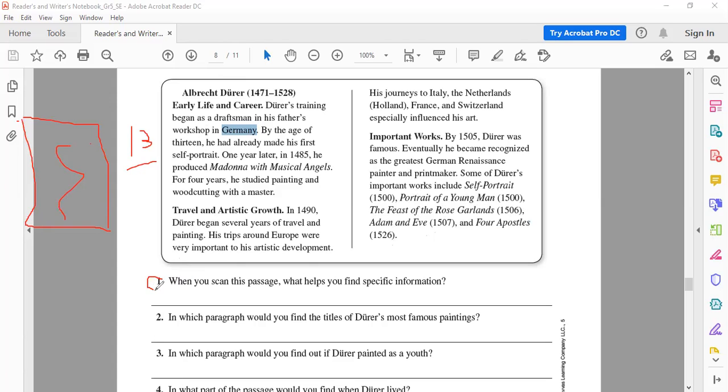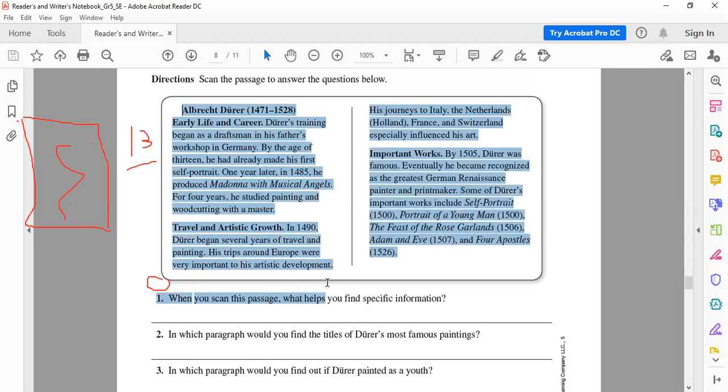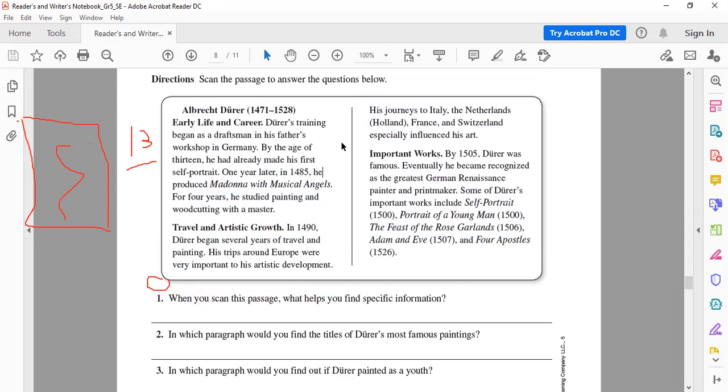Let's go to the questions. When you scan this passage, what helps you find specific information? When you scan it and you go with your eyes like this, you read very fast. What helps you find specific information is what? It helps me find the stuff fast, so I don't need to read the whole passage. Excellent. But what helps you understand what the paragraph will be about instead of reading it all? I would read the subtitles.